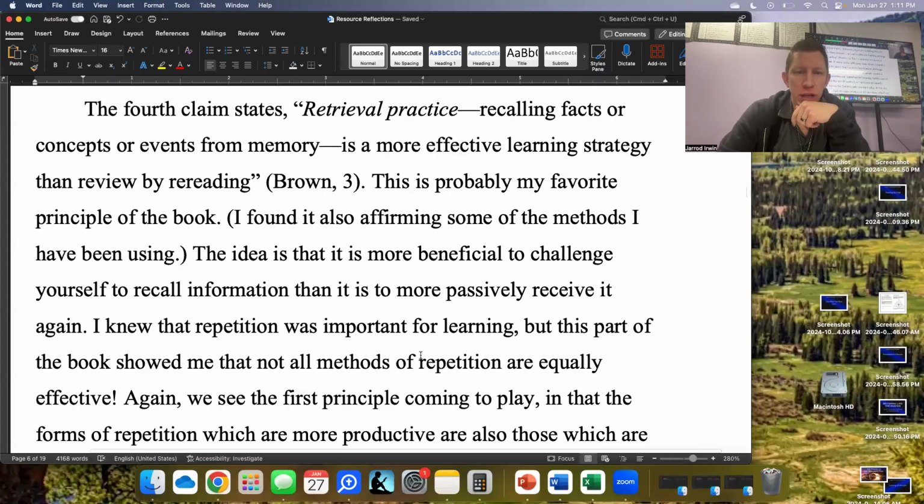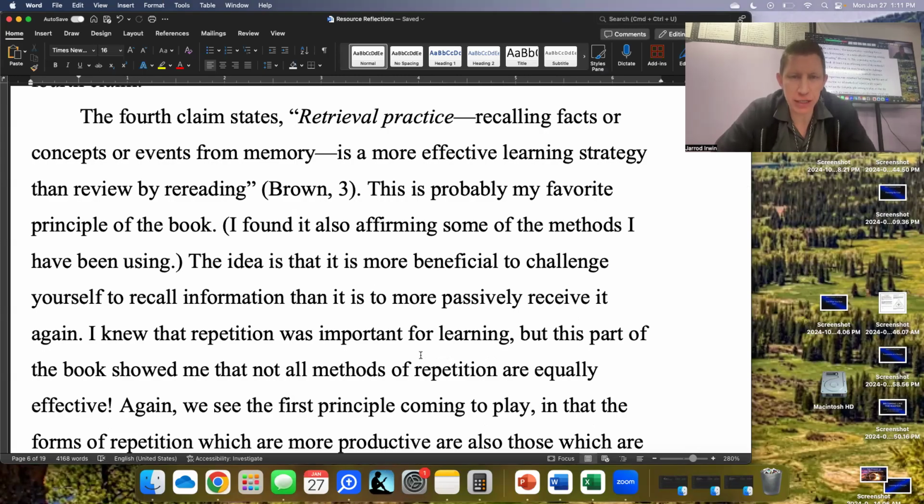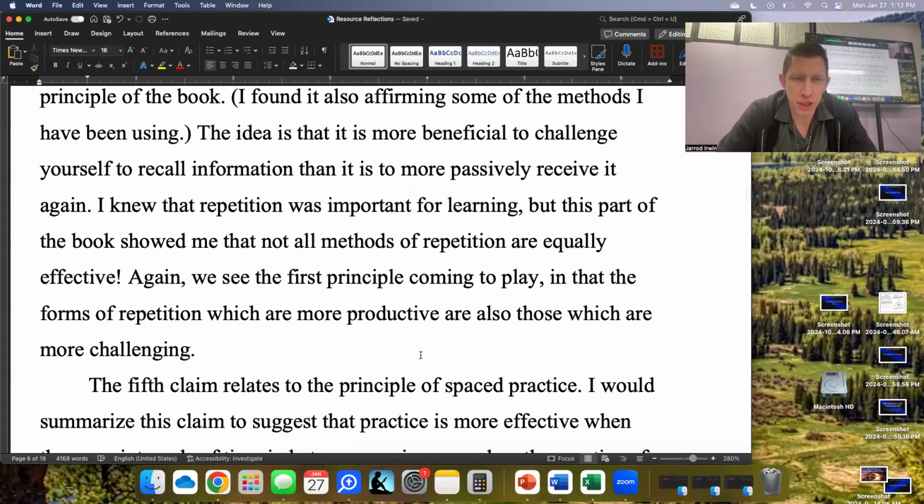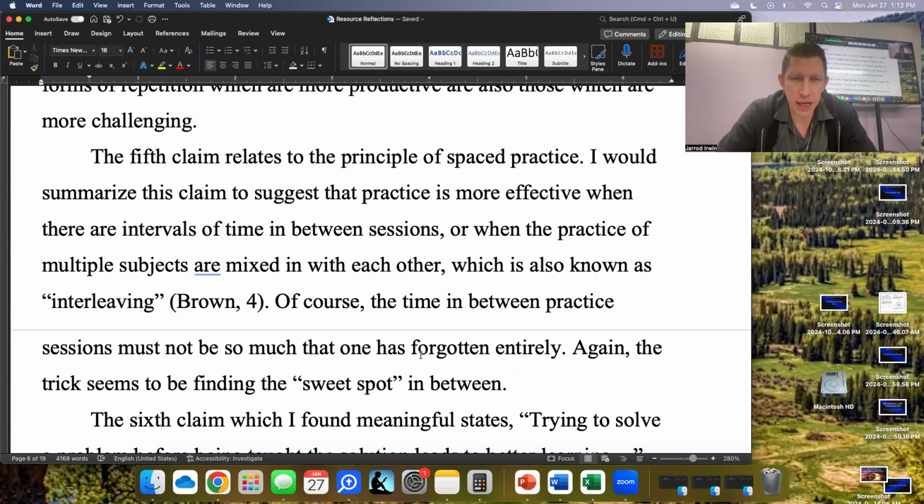Okay, so fourth claim, I think, is where we're at. Retrieval practice, recalling facts or concepts or events from memory, is a more effective learning strategy than review by rereading. I've covered that. Fifth claim relates to the principle of spaced practice. I couldn't find a quote where he hammered it down, but I summarized the claim to suggest that practice is more effective when there are intervals of time in between sessions.